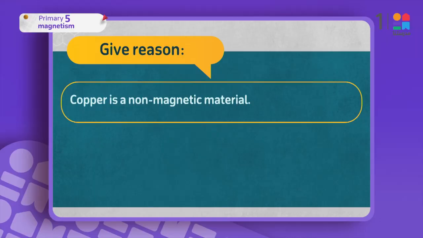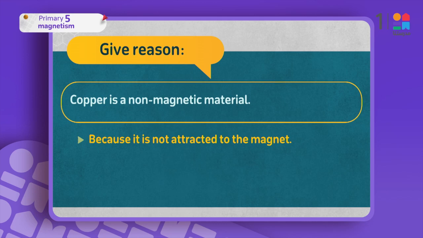Now let's take a give-reason question. Copper is a non-magnetic material. Why is copper non-magnetic? Because it is not attracted to the magnet.